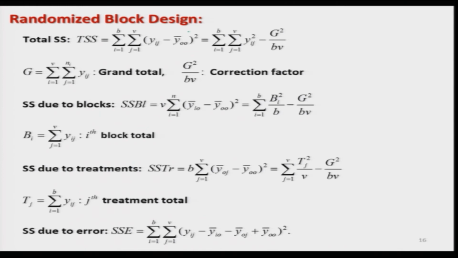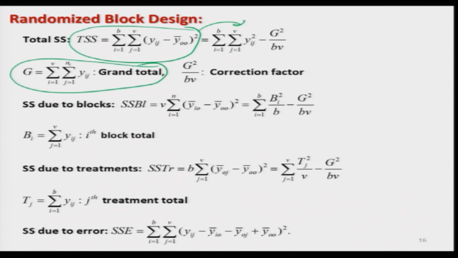This TSS is obtained like this, which we have already done, and if you try to open it, this will come out to be the double summation of y_ij square minus G square upon bv, where G is the grand total of all the observations, and G square upon bv is here a correction factor.